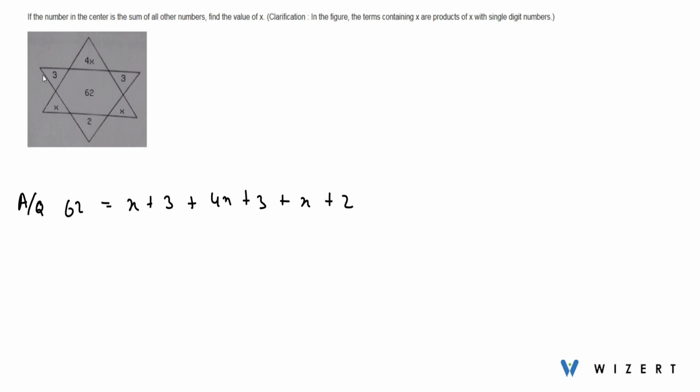So let's check, there are 4 numbers, right? 1, 2, 3, 4, 5, 6, sorry, 6 numbers, and over here also we have 1, 2, 3, 4, 5, 6. Okay, it's working great. So now we have to simply solve this, and from here we will get the value of x.